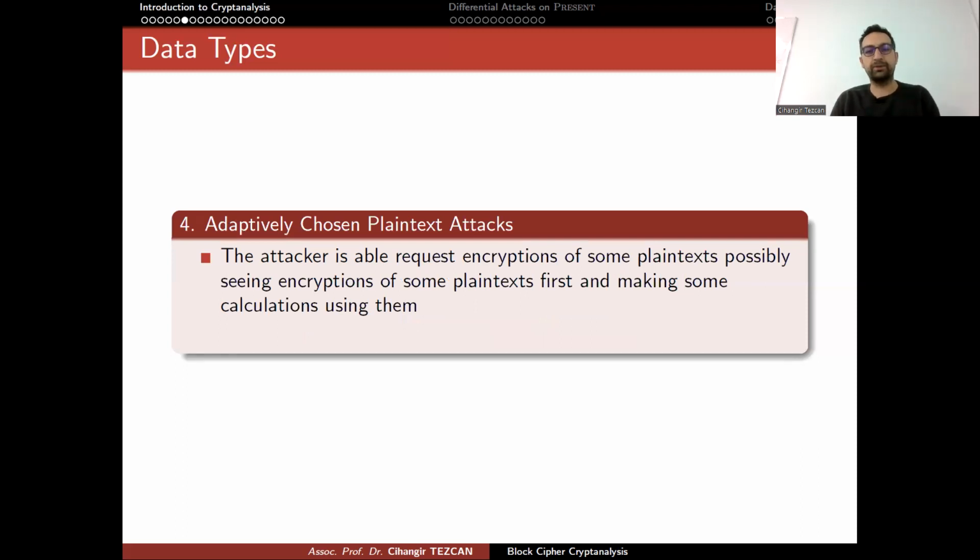Okay, the final one is adaptively chosen plaintext attacks. The attacker is able to request encryptions of some plaintext, possibly seeing encryptions of some plaintext first and making some calculations using them. So depending on the result, you will ask a special type of plaintext. This is why we are saying it's adaptively chosen plaintext. Of course, I always talk about plaintext, but you can reverse the definitions. You can perform a chosen ciphertext attack, adaptively chosen ciphertext attack, and so on. So this is more unrealistic compared to other types, but again, if you capture the device, then you can still perform this attack.